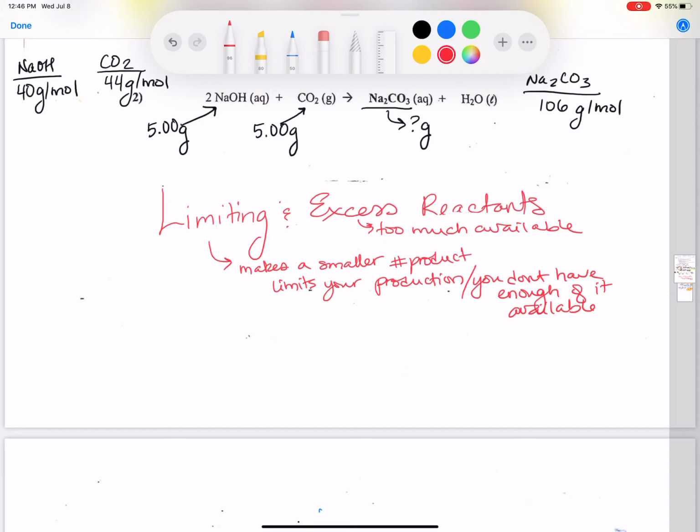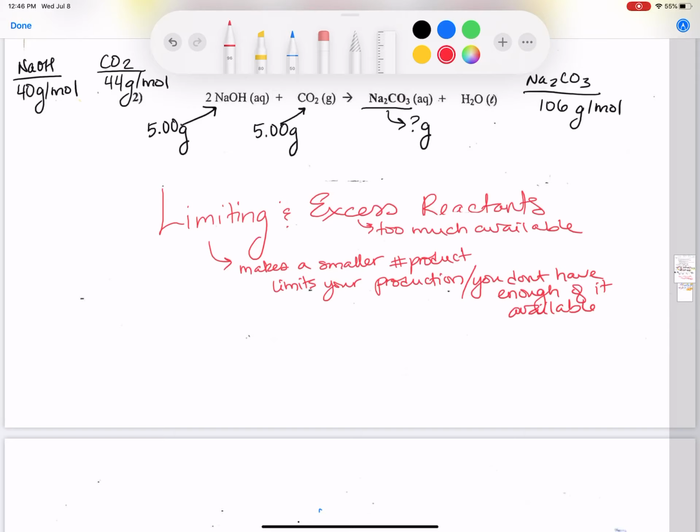So remember, the limiting reactant is, at the end of the day, the one that's going to make a smaller amount of product. And so it's going to limit your actual production, how much product you can make. And it's because you don't have enough of it. That's why it's called a limiting reactant. The excess reactant is the exact opposite. You just have too much of it available. You're not going to end up using all of it. It's going to go to waste.